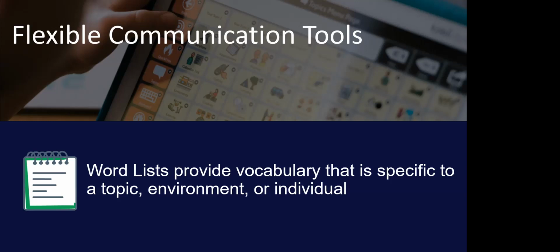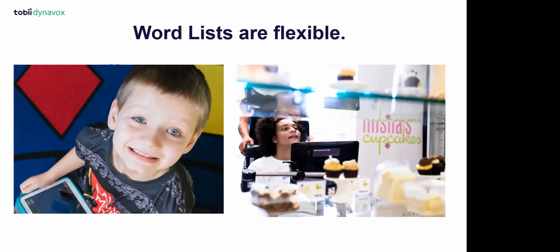And then you'll also notice that related lists for a specific category are located on the first row of each main word list page, again, allowing for quick and easy access to vocabulary. Because fringe vocabulary is unique to each individual, word lists provide that flexibility to be you. We want to talk about the things that we want to talk about, the things that interest us, the things that are personal to us.